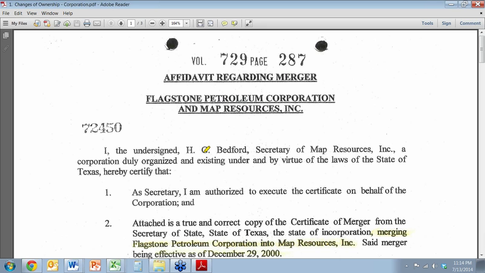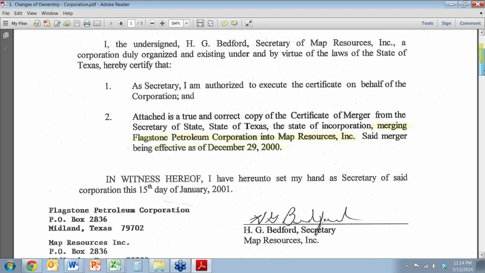And it says, I, the undersigned, H.G. Bedford, Secretary of Map Resources, Inc., a corporation duly organized and existing by virtue of the laws of the state of Texas, hereby certify that as Secretary I am authorized to execute the certificate on behalf of the corporation, and attached is a true and correct copy of the certificate of merger from the Secretary of State, State of Texas, the State of Incorporation, merging Flagstone Petroleum Corporation into Map Resources.